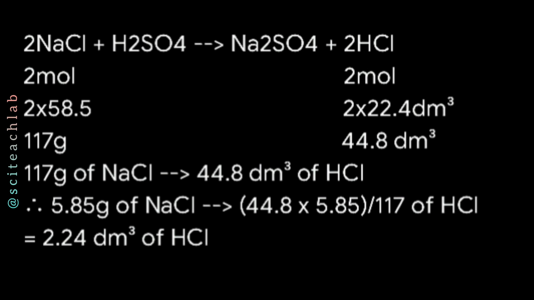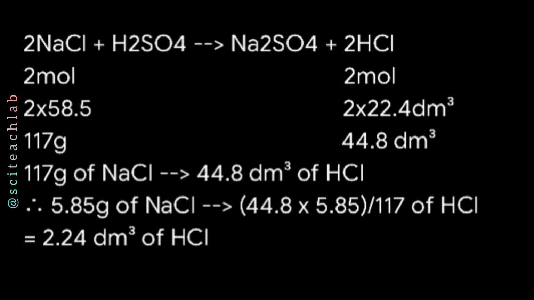Then go to the HCl that we are asked to find. We see we have 2 moles of HCl, so we write under it 2 moles. And then remember from Avogadro's principle that 1 mole of a gas occupies a space of 22.4 dm cube. And if we have 2 moles, like in this case, then it has to be 2 times 22.4 dm cube, which is 44.8 dm cube. We write that under HCl.